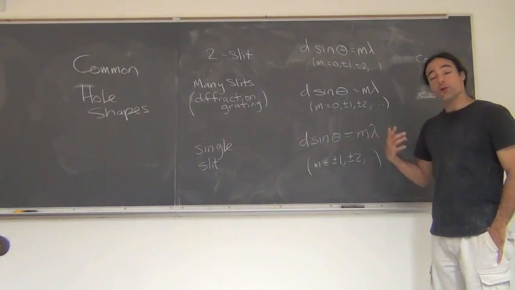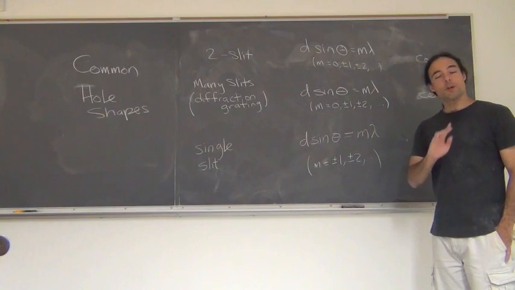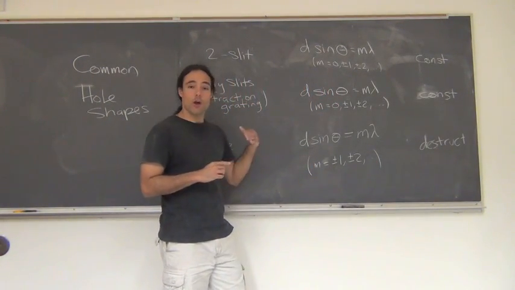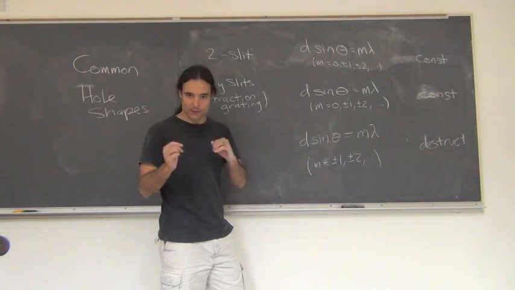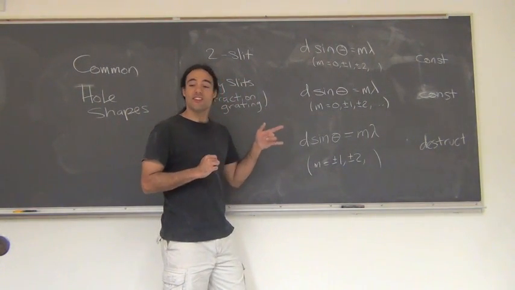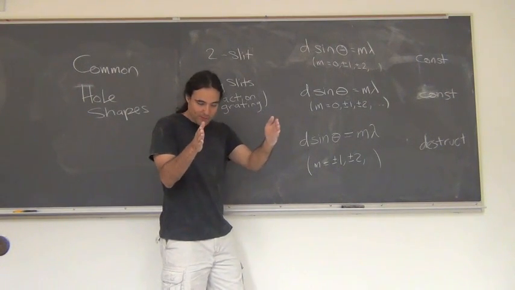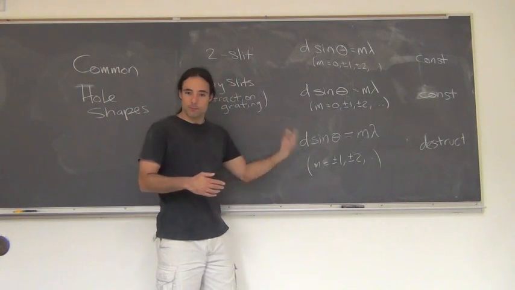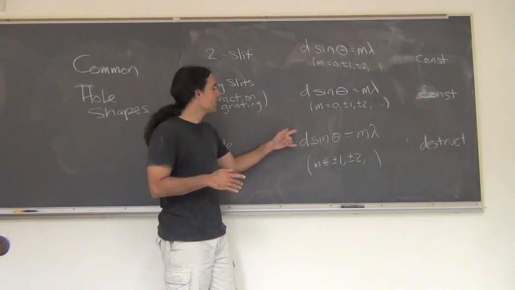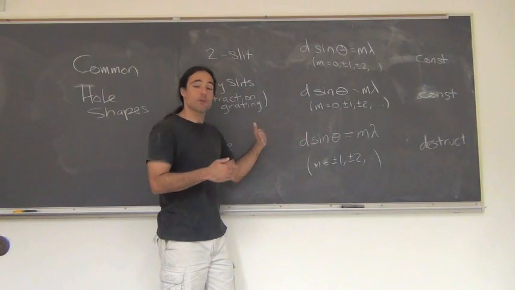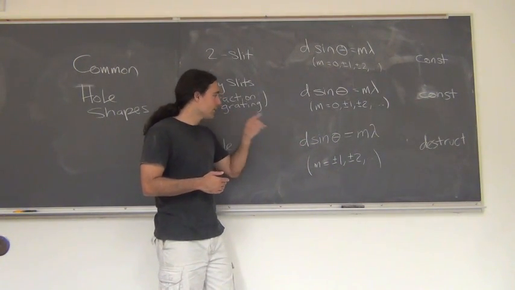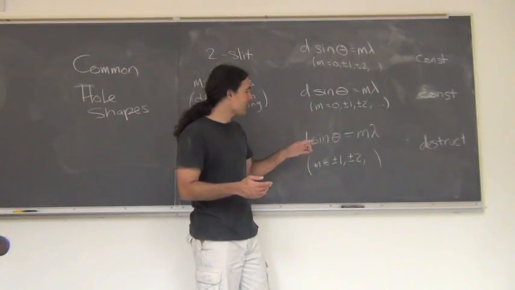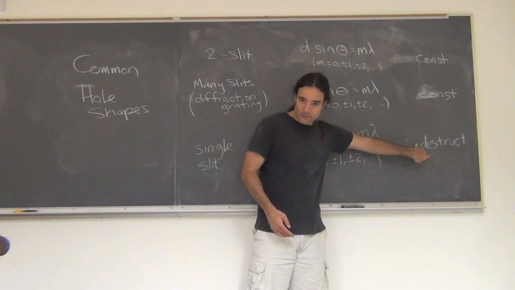This time, the equation looks very similar. D sine theta equals m lambda, but there are some subtle differences. One of the differences is that d is no longer the distance between slits, of course, because I only have one slit. D is instead the width of the slit. So if the width of the slit is d, maybe the slit is 3 microns wide. If it's 3 microns wide, I just plug in that width for d. Sine theta is still the same. Theta is just the angle to the peaks, except now we're looking at destructive interference.